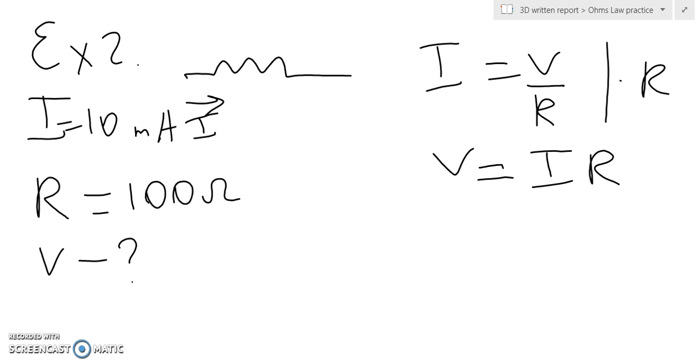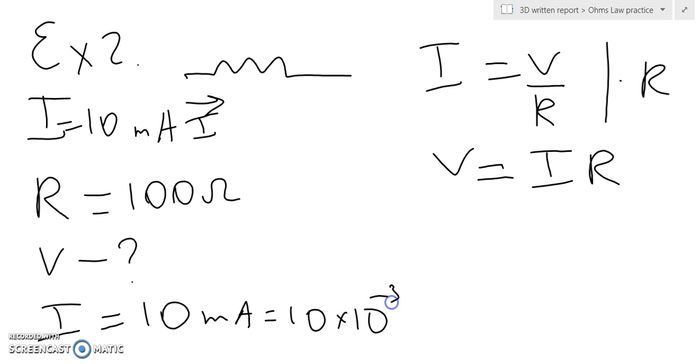So now I need to plug in my numbers in there. But I have a little problem. My current currently is measured in milliamps. You cannot use a number that has a prefix in it in your calculations. You need to switch to engineering notation beforehand. Well, there is nothing to it. 10 milliamps is just 10 times 10 to the negative 3 amps. That's it. So now I'm finally ready to plug in.